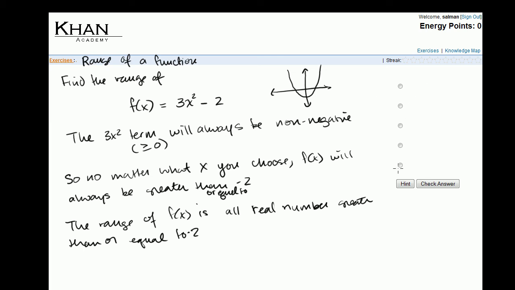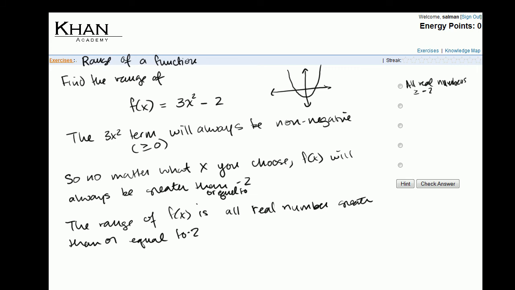We'd want appropriate choices for the range. You don't have to have as rigorous notation for it. So one of the choices could be all real numbers greater than or equal to negative 2. That would be the right choice. You could write other things, all real numbers, you could say empty set, whatever you want. You could put a bunch of different choices here.